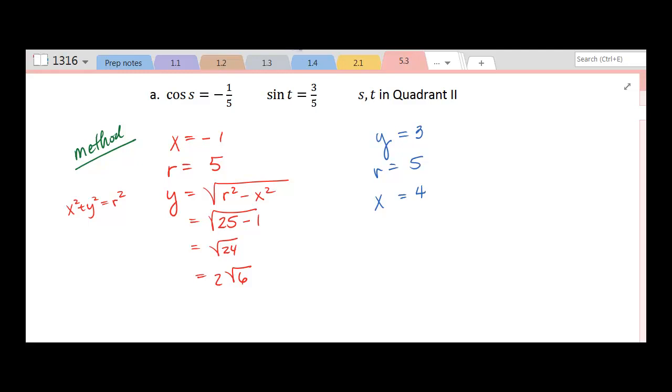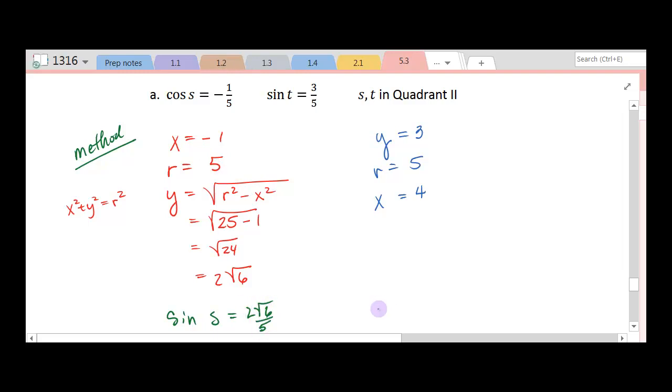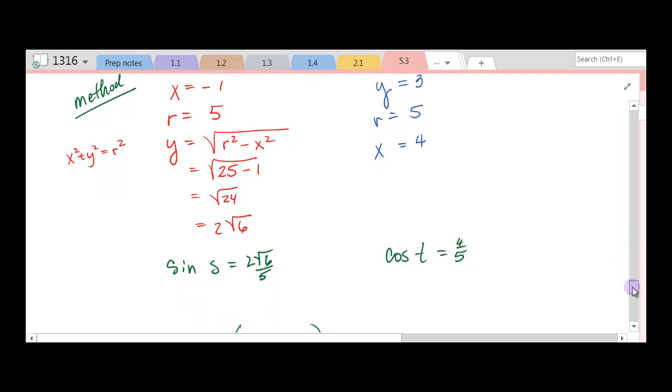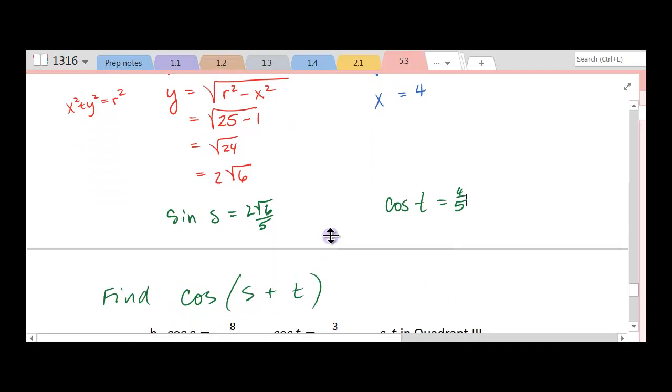So down here, I know that the sine of s is going to be y over r, which is going to be 2 square roots of 6 over 5. And I know that for angle t, I'm looking for the cosine of t, which would be x over r, which is 4/5. So I now have all 4 components of my identity to be able to fill in. So let's just scroll down and we'll fill that in.